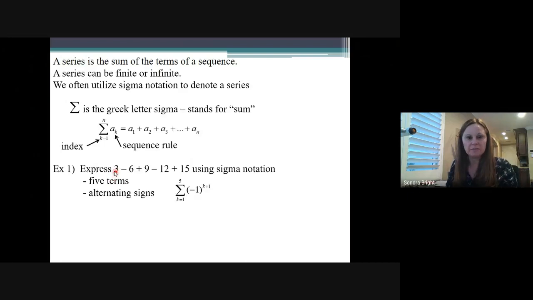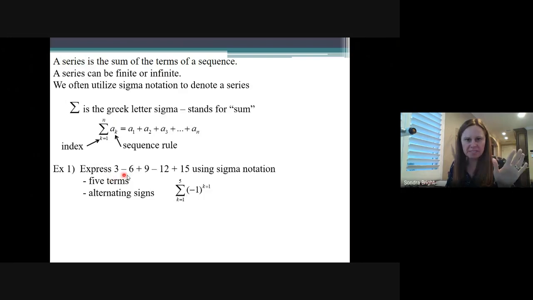That's all that matters. And because I wanted it to start with a positive, I needed this power to be an even power. So when you plug a 1 in, you'll get -1 squared, which will give you the positive one that you need. But when you plug a 2 in for the second term, you'll get -1 to the third power, which is definitely negative. So that's how you take care of alternating signs. Always -1 to a power, and it's either k or k plus 1, depending on if you need the first one to be a positive or negative.